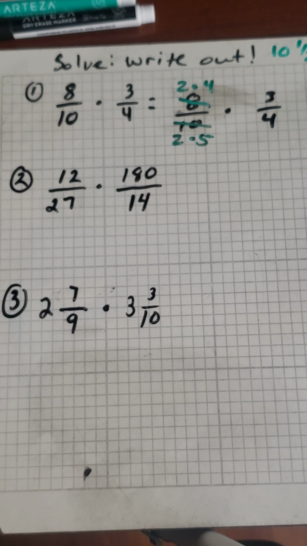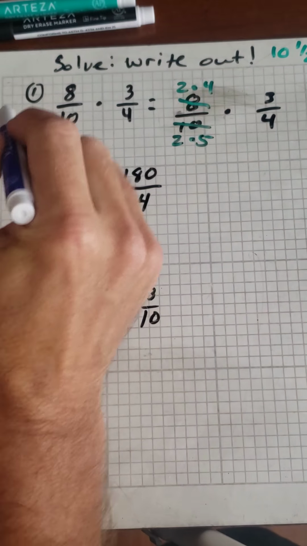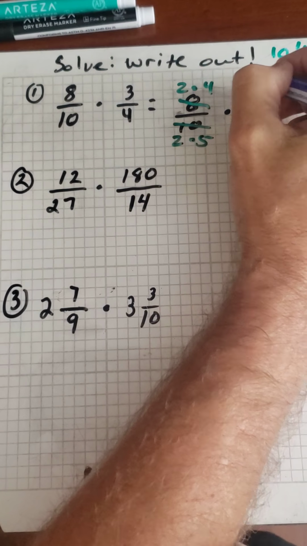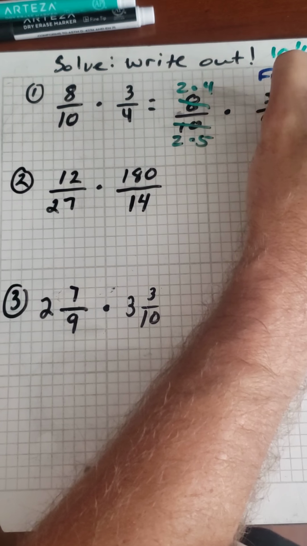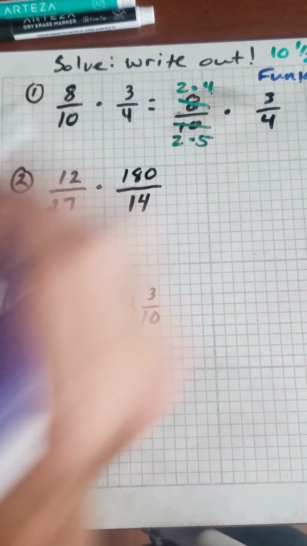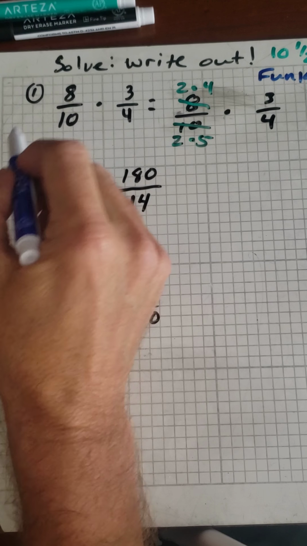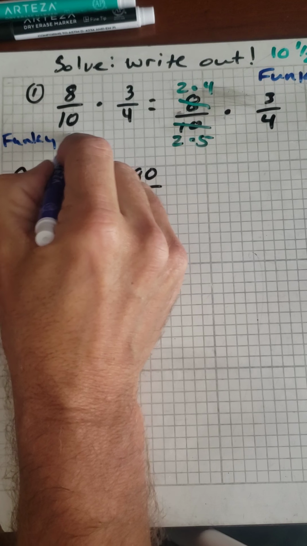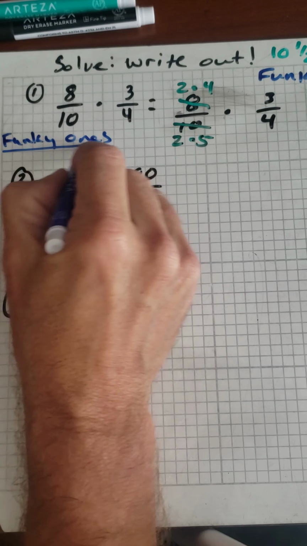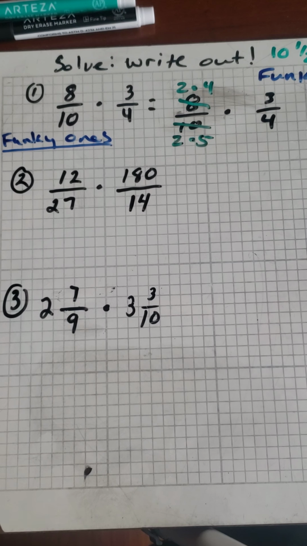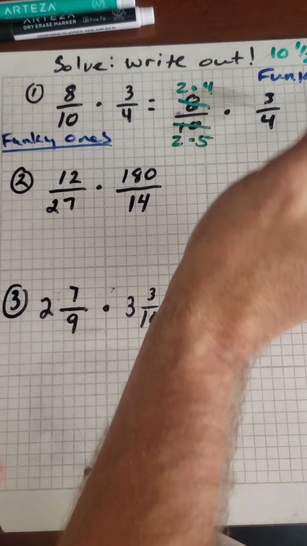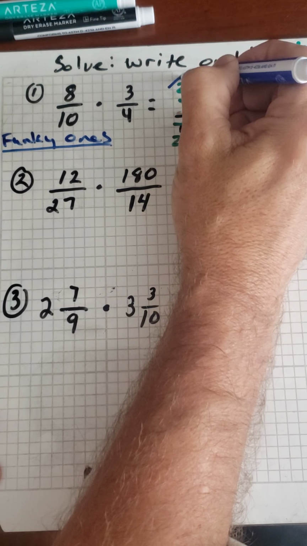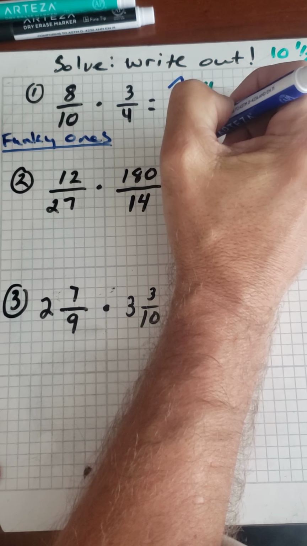Now, here's what I have my students do. It's called the funky ones. They're looking for the funky ones. And you'll see why, not so much on this problem, but in a lot of problems, you'll see why I call them funky ones. So the funky ones, obviously right here. Well, this one right here is not very funky. That's a pretty normal looking one.